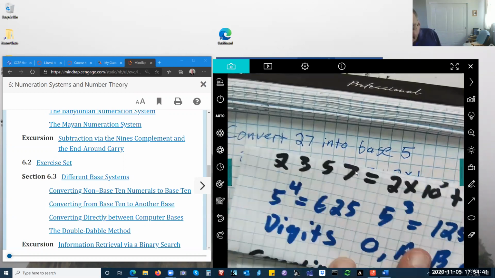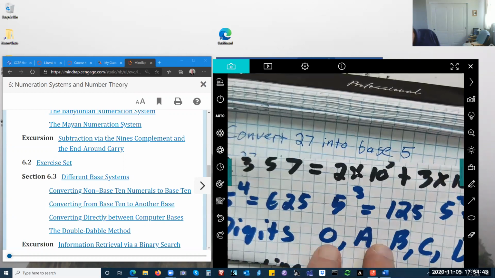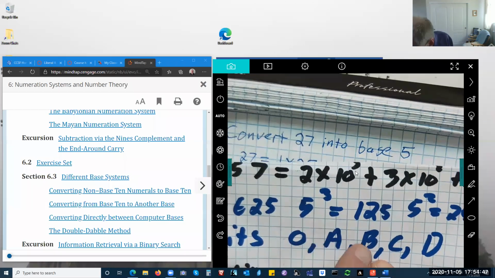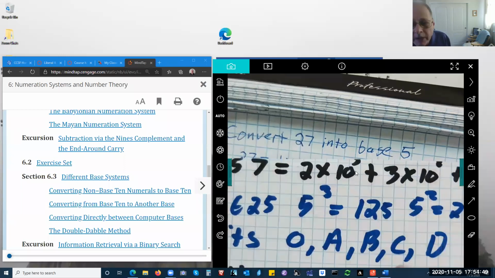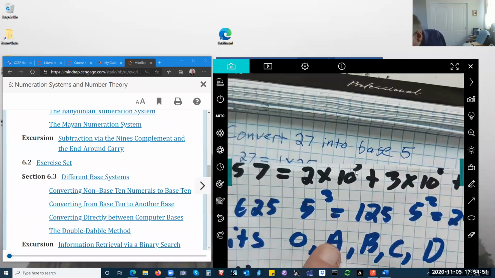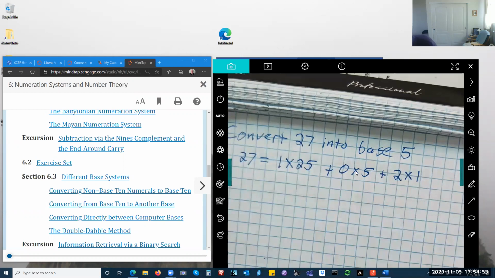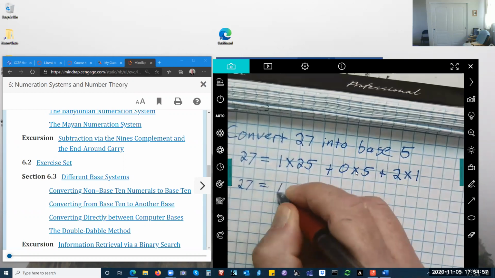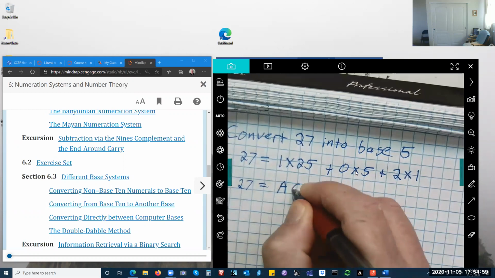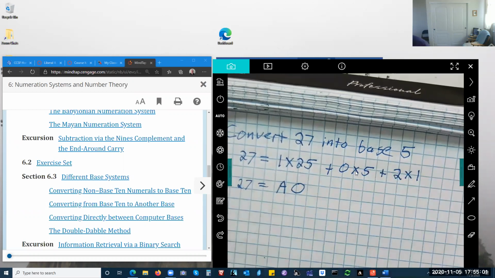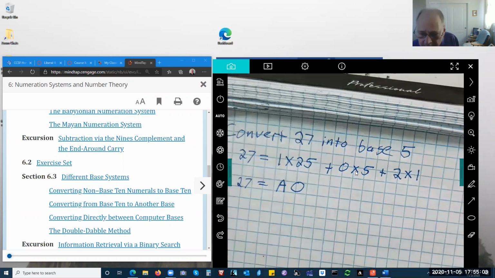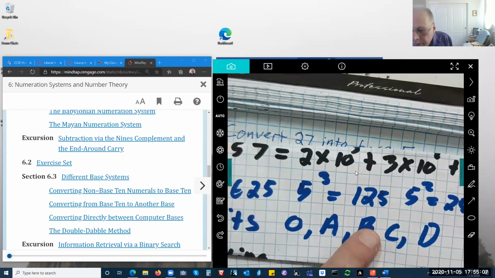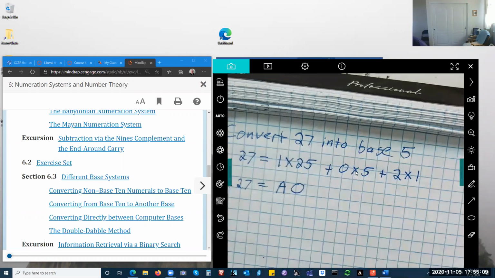So now looking at my digits here, these would stand for 0, 1, 2, 3, and 4. So I have one group of 25, zero groups of 5, and B groups of 1.